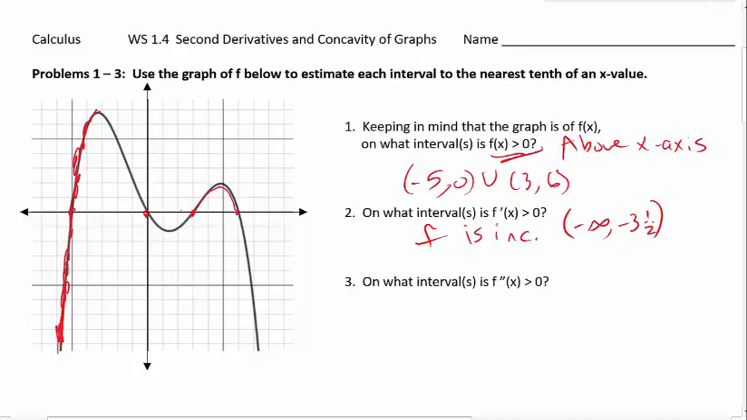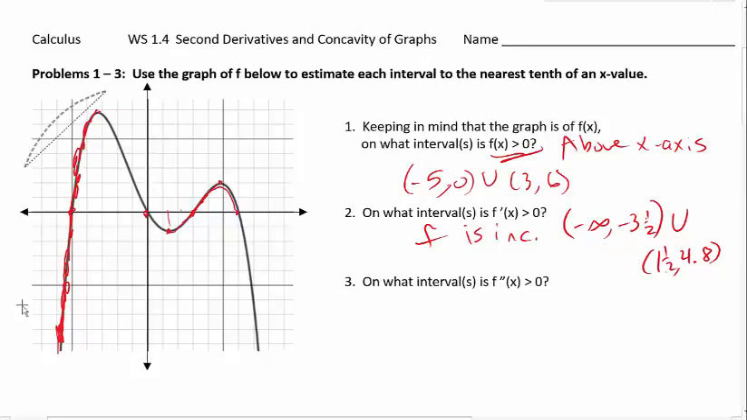And then the graph is increasing again from this min to this max. The min's at about 1.5. The max is at about, oh gosh, I don't know, 4.8. So from 1.5 until about 4.8. If you have numbers that are reasonably close to these, a few tenths off here or there, that's fine.